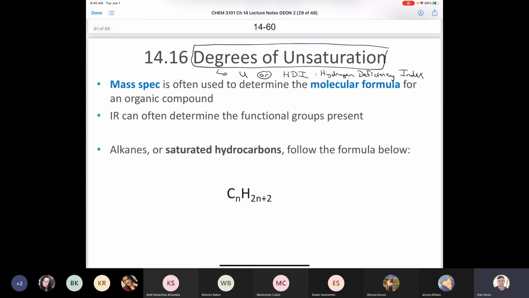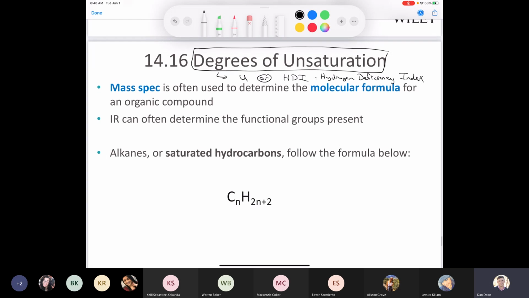I'm going to explain what this means, degrees of unsaturation or hydrogen deficiency index, because what's the whole point behind mass spec? Mass spec is often used to help us determine the molecular formula of an organic compound. You have a big compound, what's its molecular formula? IR, what did we use that for? We use that to determine functional groups. Is it a ketone? Is it an aldehyde? Is it an amine? Is it a primary amine? Is it a secondary amine?